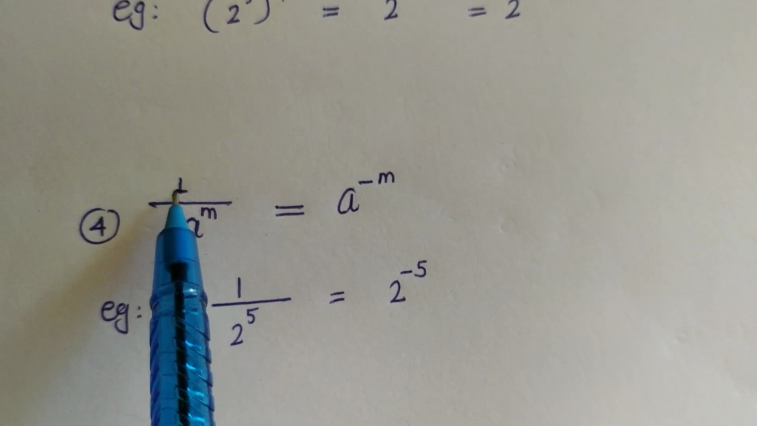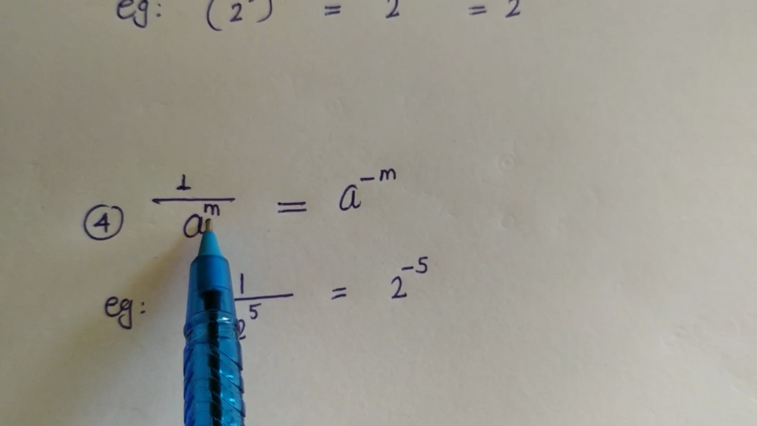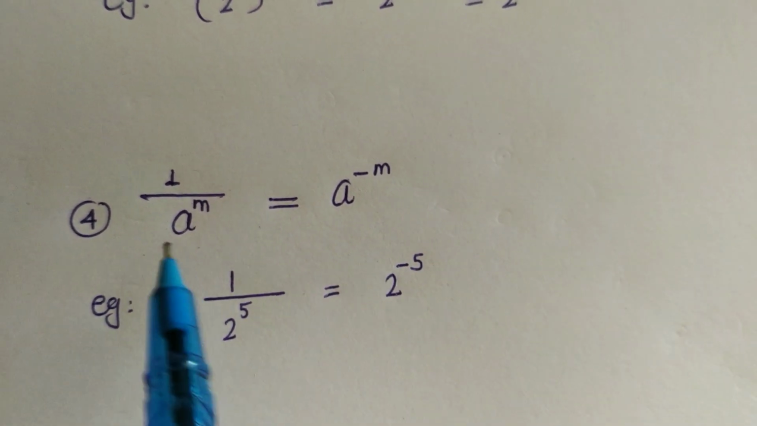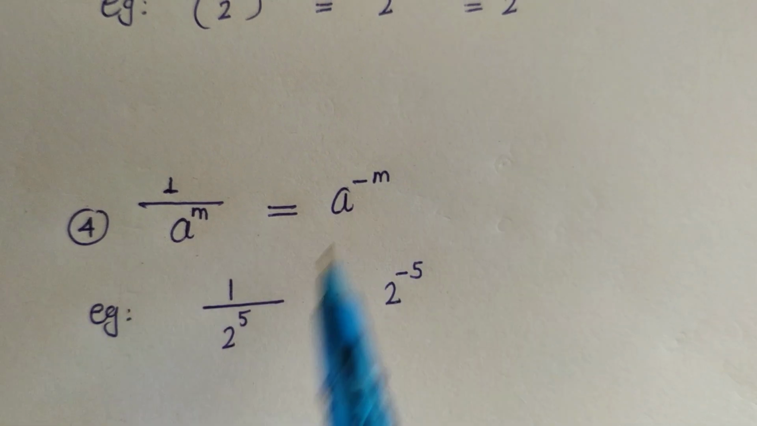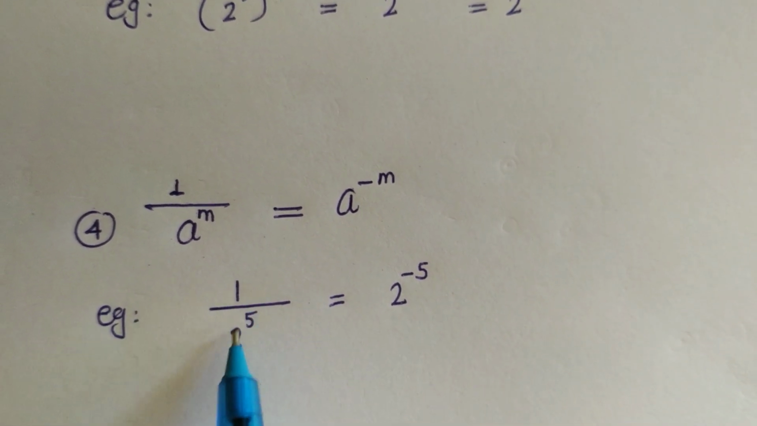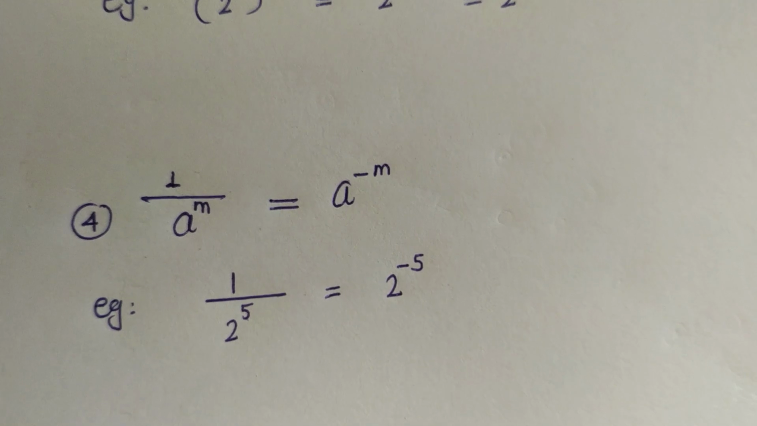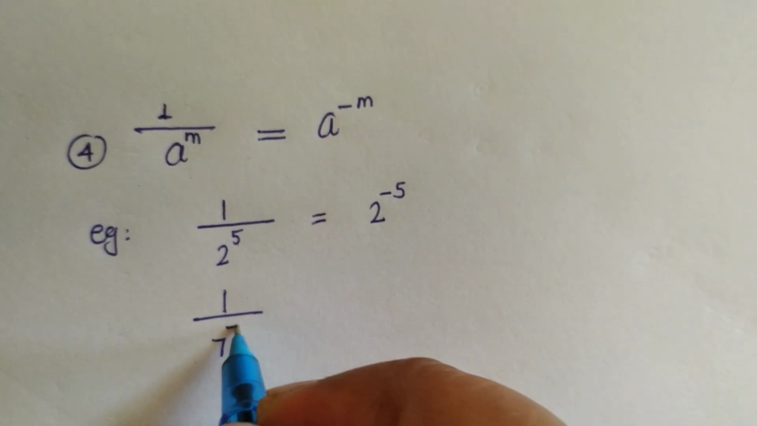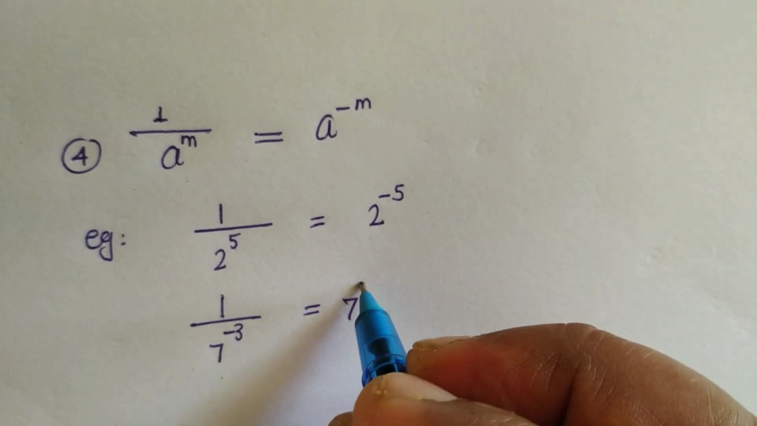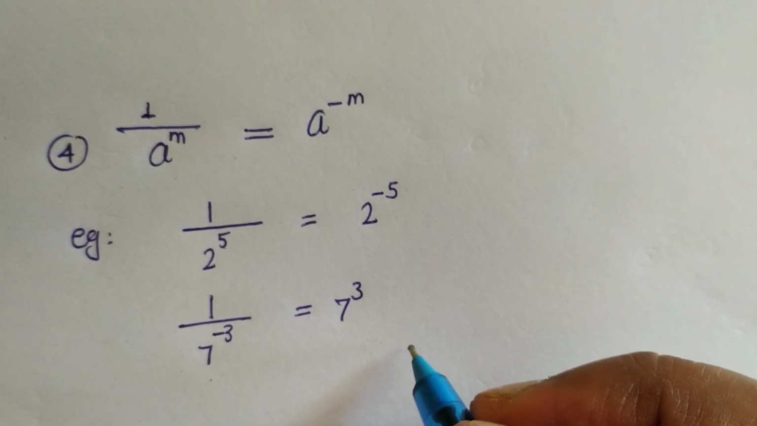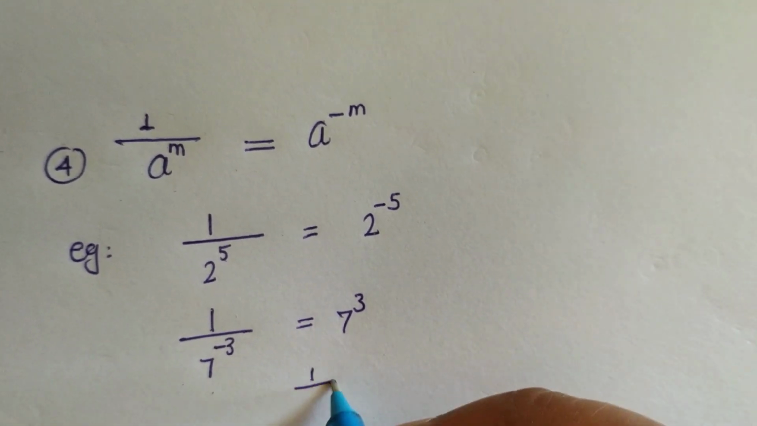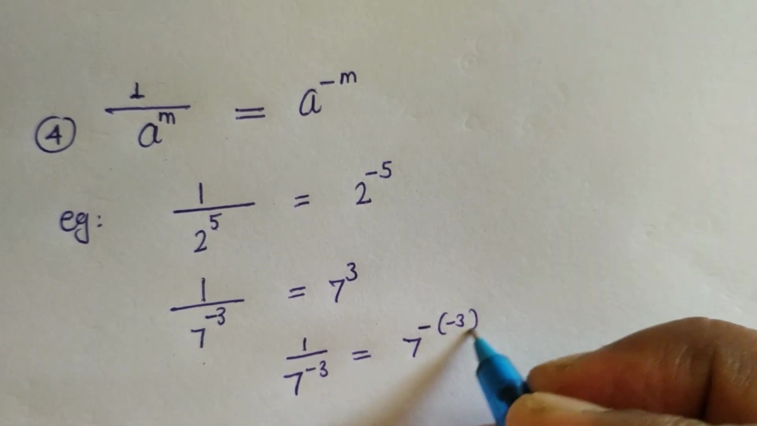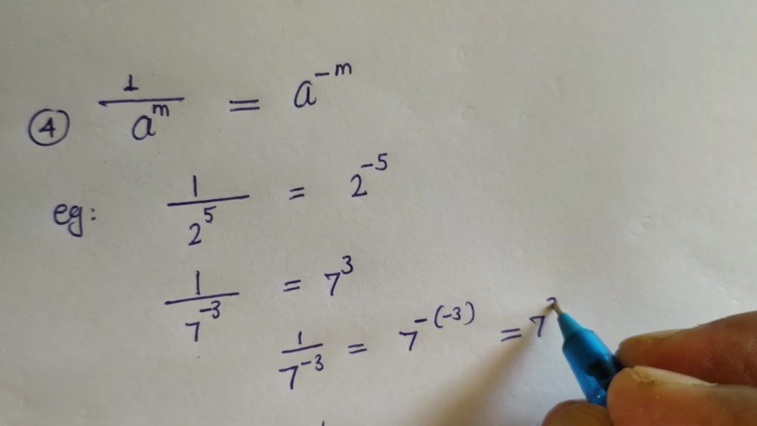Fourth law, 1 by a to the power m is equal to a to the power minus m. This means when we take the reciprocal, the sign of power changes. Example is 1 by 2 to the power 5 is equal to 2 to the power minus 5. Similarly, 1 by 7 to the power minus 3 is equal to 7 to the power 3. Why? Because 1 by 7 to the power minus 3 is equal to 7 to the power minus of minus 3 is equal to 7 to the power minus minus plus 3.